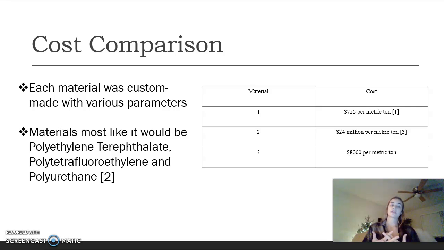Now, I decided that the first material will be the one I choose for my future designs because it's cost efficient, it works well in the body, and it has the ability to withstand high stress as well as having a low displacement.